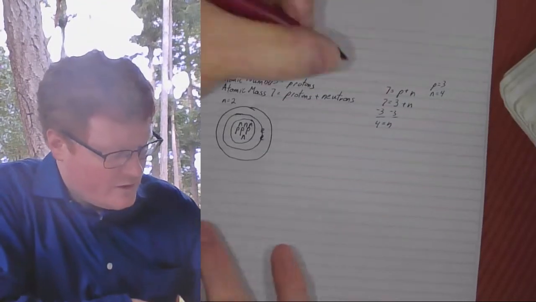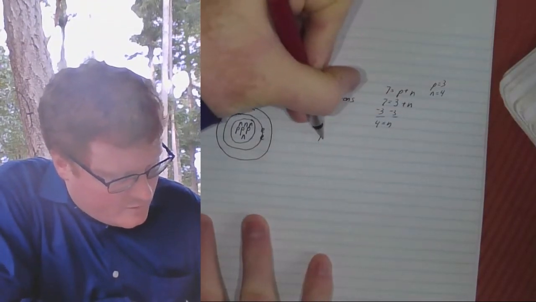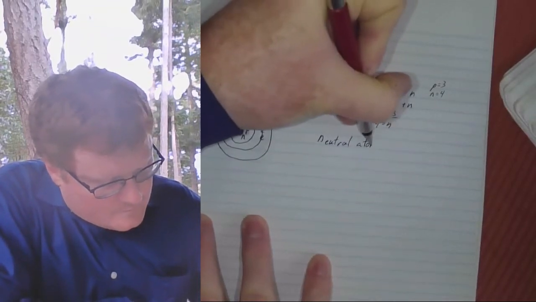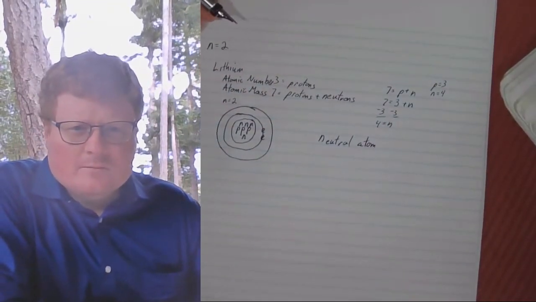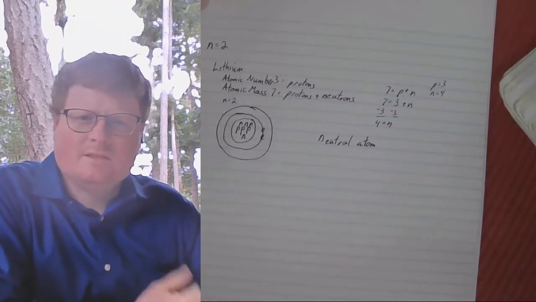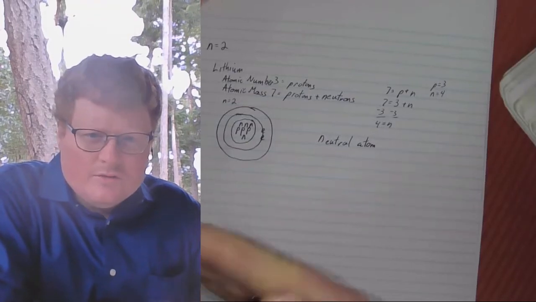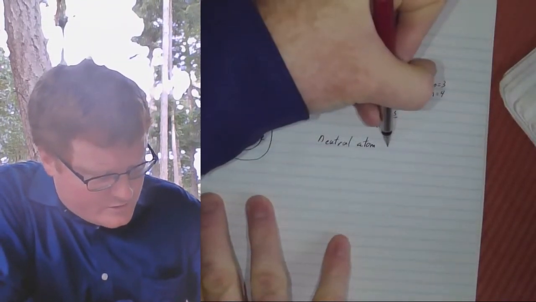Okay, when we're in chemistry, we're talking about a neutral atom. We're going to take a little sidebar here. Neutral. What does neutral mean? Well, we have a similar word, neutron. Neutron has no charge. Neutral is when an atom has no charge.